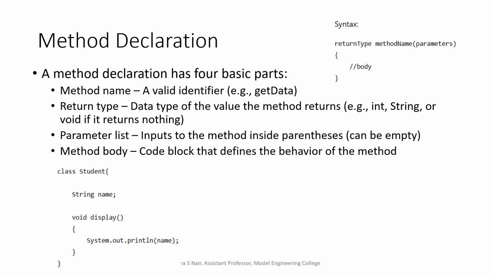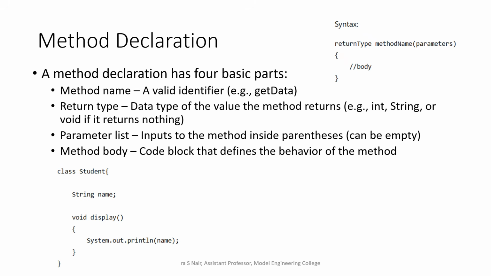And there will be a parameter list. So it can be empty, or we can write the inputs to the method inside the parenthesis. Now, the method body. So this is the main code block that defines the behavior of the method.